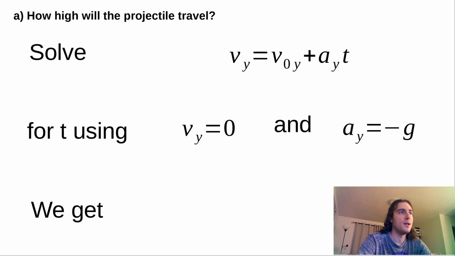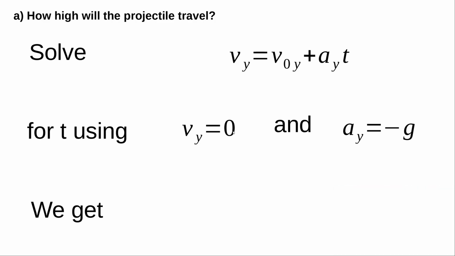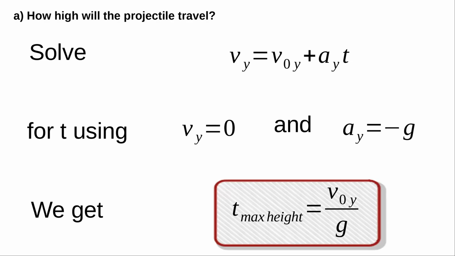What we end up with here when we plug in these quantities is that the time it takes to get to max height is the initial y component of the velocity divided by g. Go ahead and try this for yourself. Plug in those values and rearrange the equation for t, and make sure that you're getting the same answer that we have here.